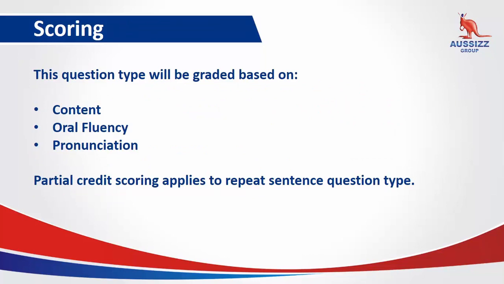Our scoring will be based upon the content, your oral fluency, and pronunciation. What this means is whether or not you said the sentence, how well you said it, and whether or not you pronounce things correctly. Partial credit scoring will be applied.